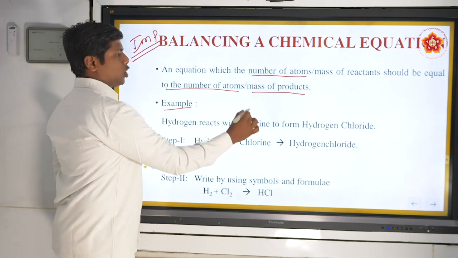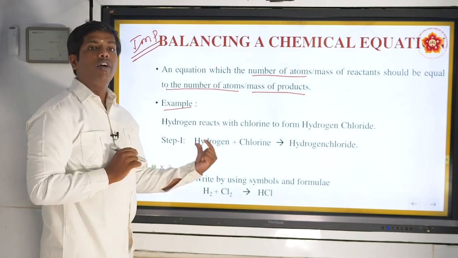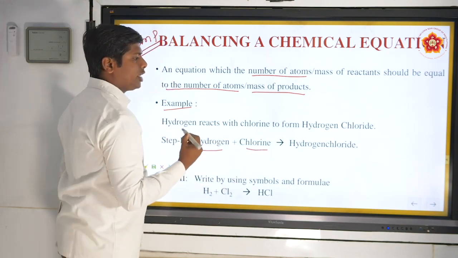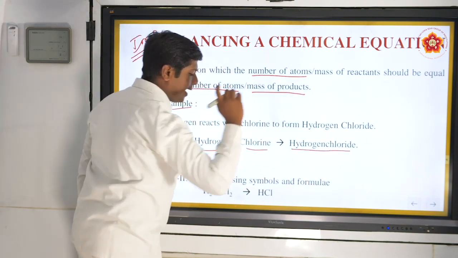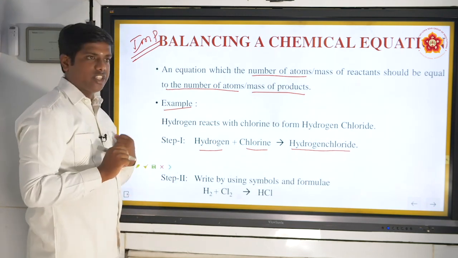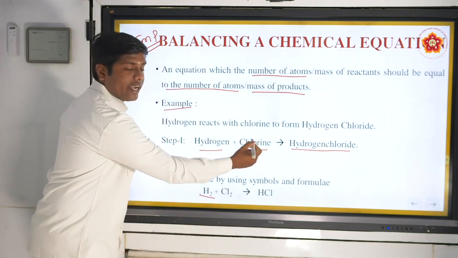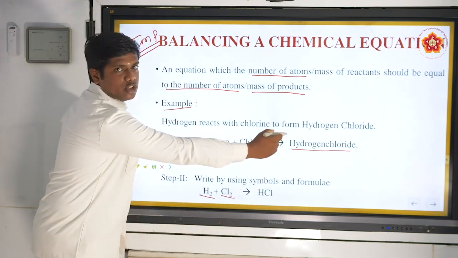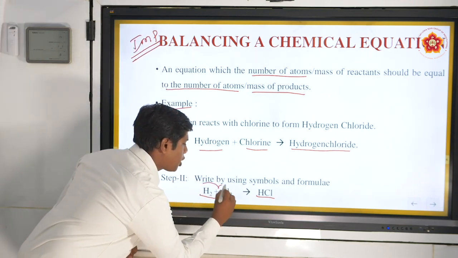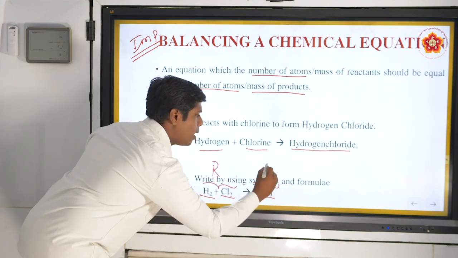Hydrogen reacts with chlorine to form hydrogen chloride. Step 1, let us write the word equation: hydrogen plus chlorine gives hydrogen chloride. In step 2, we will write the equation using formulae. Hydrogen means H2, plus chlorine means Cl2, gives hydrogen chloride, which is HCl. These two are known as reactants. This is known as the product.